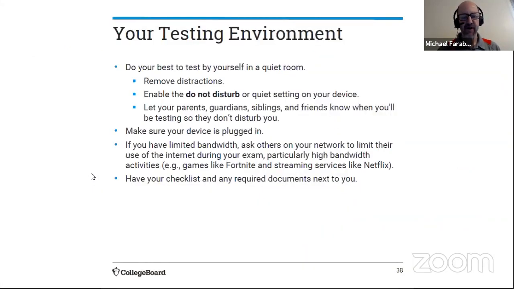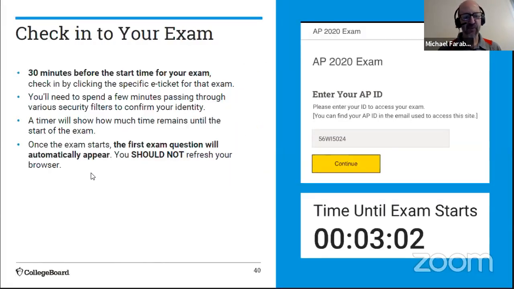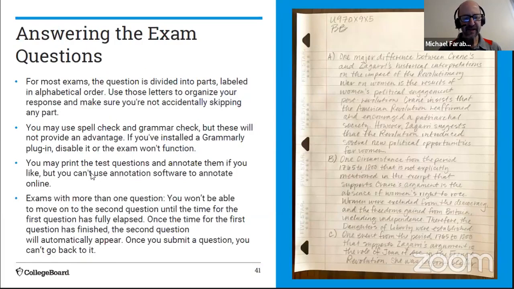This just talks about giving yourself a good environment for testing and minimizing distractions and making sure you have good access to your internet or cellular connection. It talks about the check-in process where you log into the exam with your e-ticket, and then you would answer the question. And again, we'll be talking about the format and the practice next week.